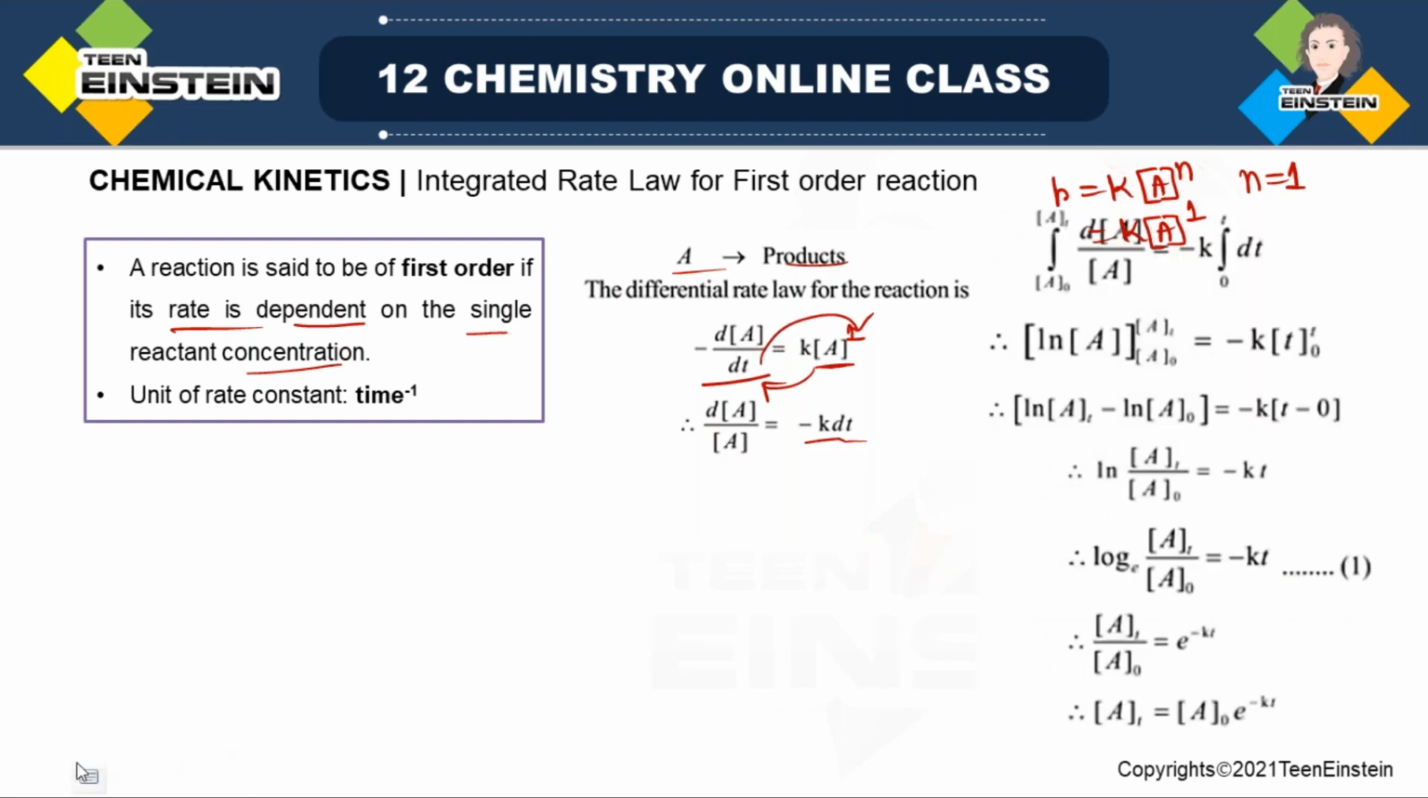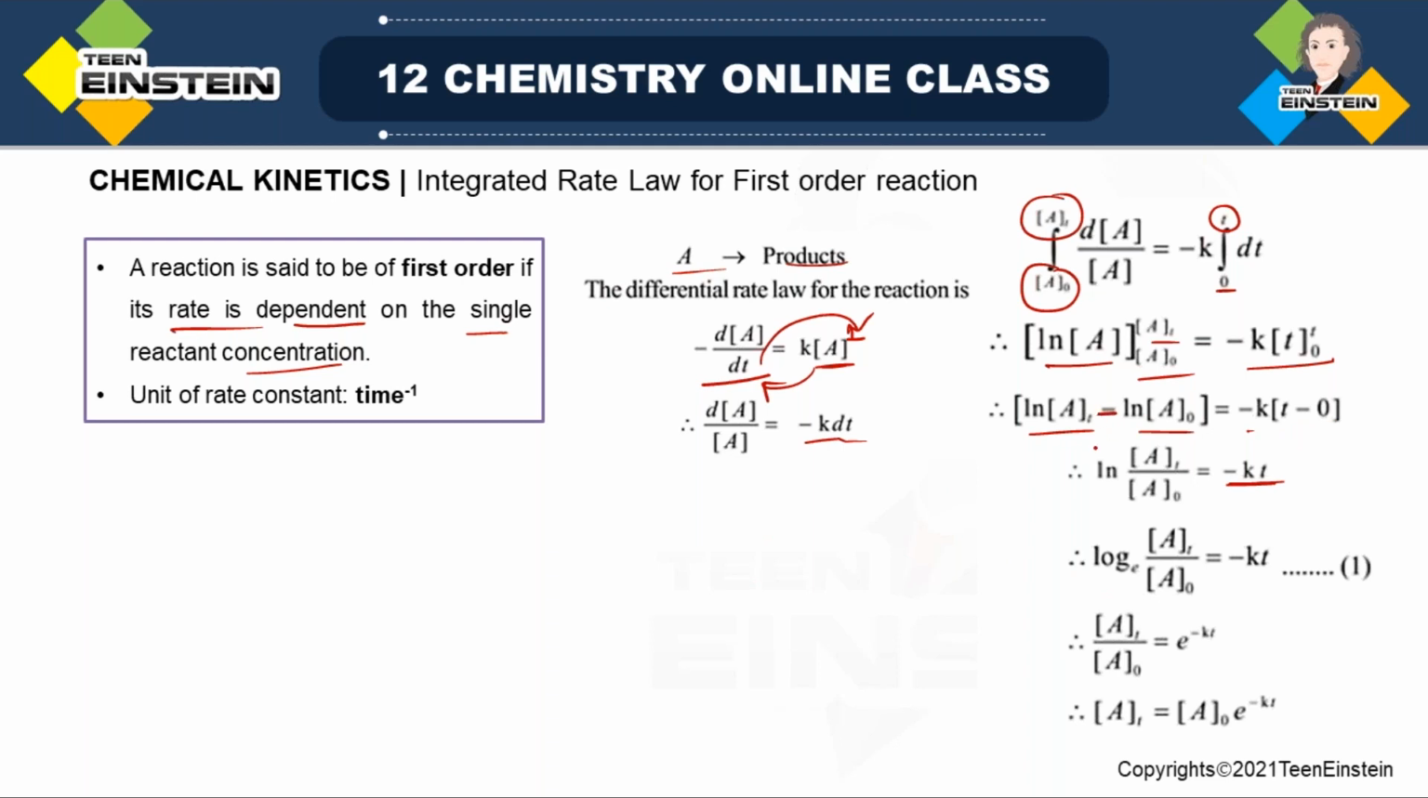Next, we have to do the integration. Here we have taken limits A naught to At, and 0 to t. So dA/A, after integration, becomes ln A, and limits are there. So it will be ln At minus ln A naught. And in the right hand side, it is just the same as you have seen for zero order reaction, minus k into t minus 0. So it is minus kt.